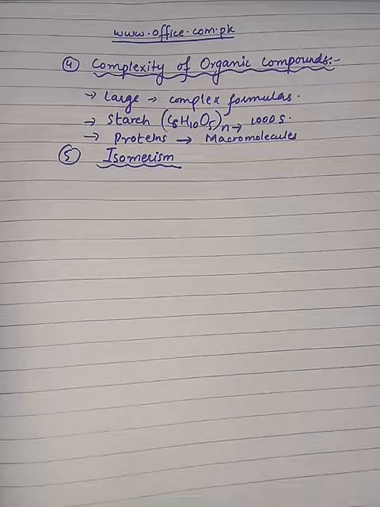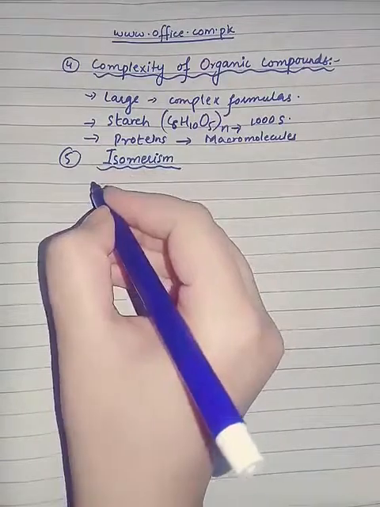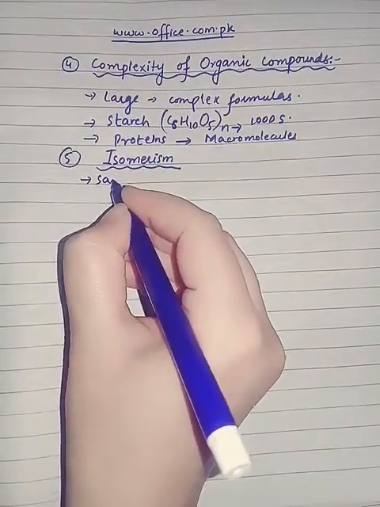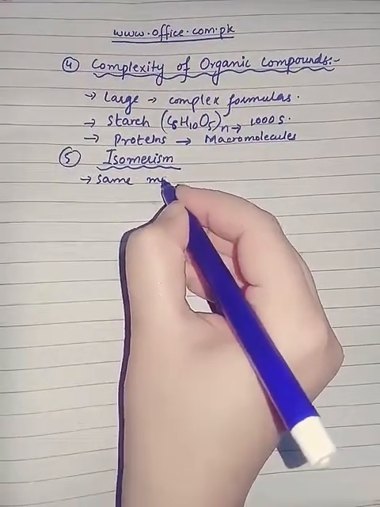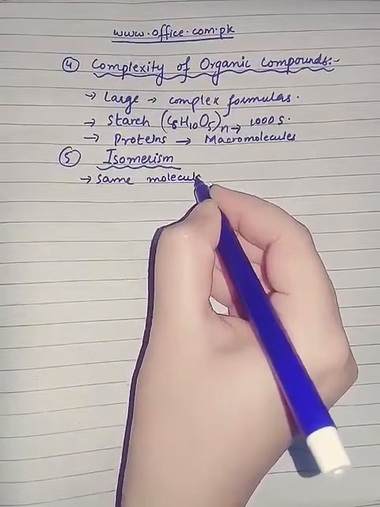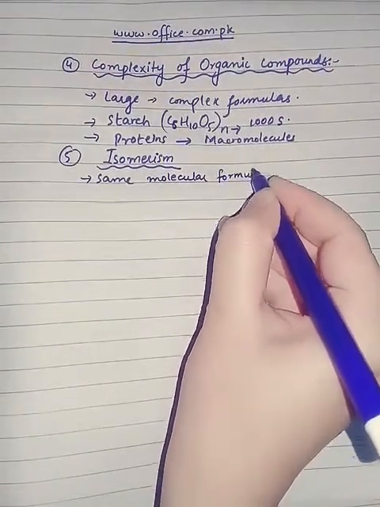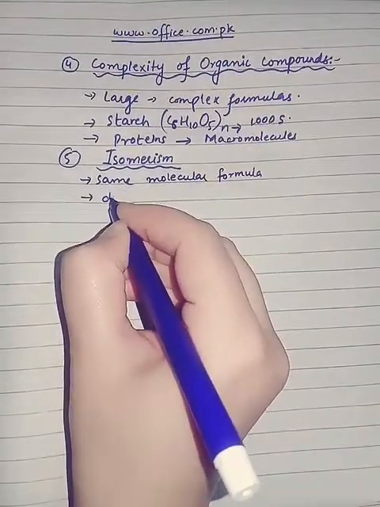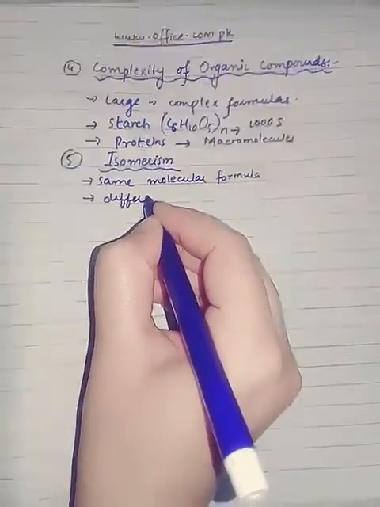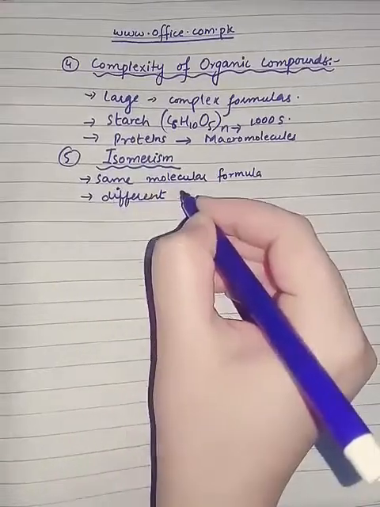So it is a very common phenomenon in organic compounds, and very often more than one compound is represented by the same molecular formula, means they have the same molecular formula, but they have different structural formulas.